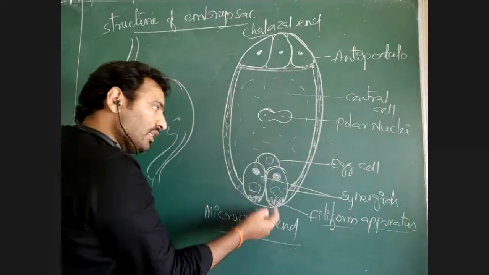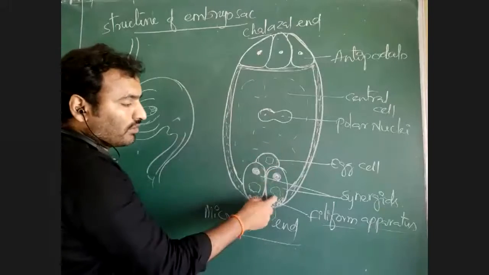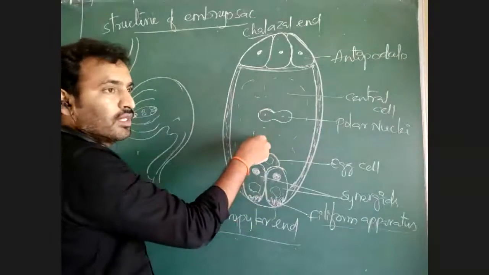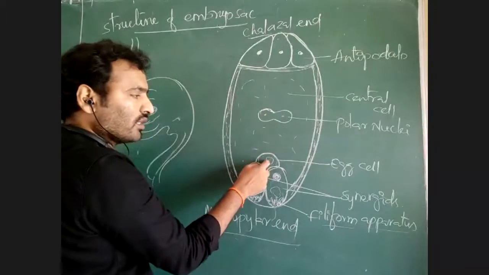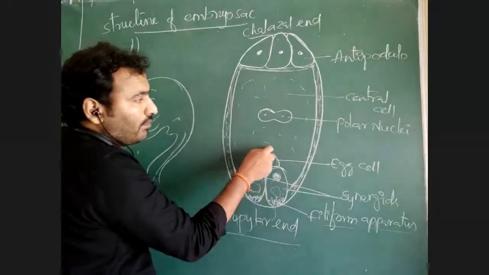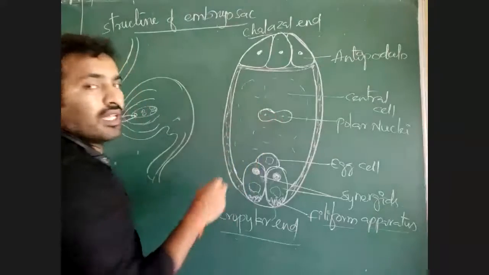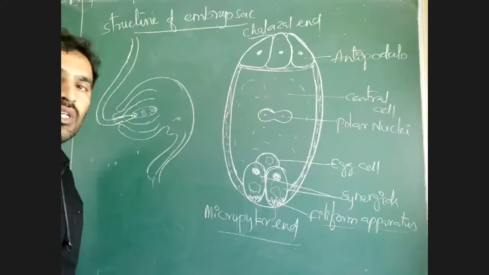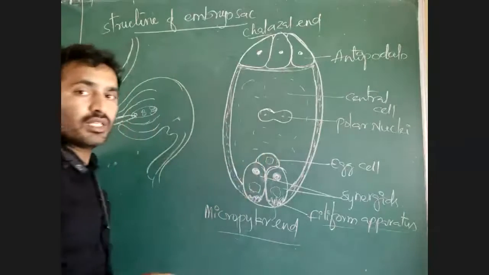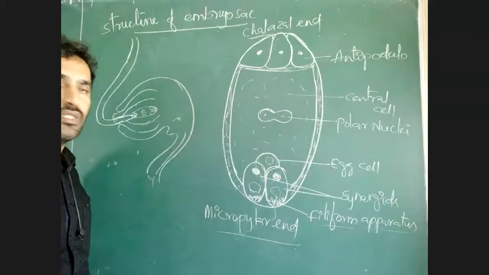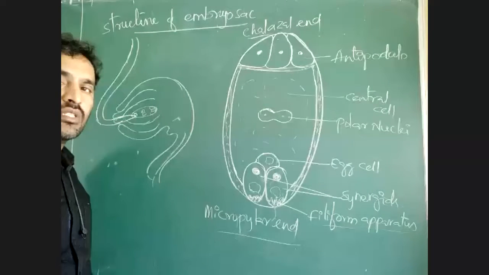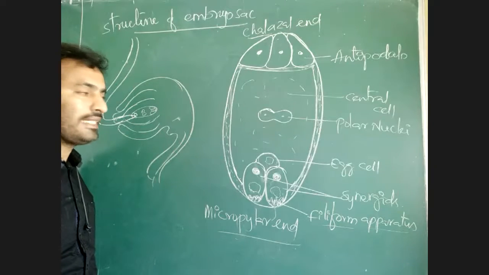Once it enters the embryo sac through the synergid, the male gametes carried by the pollen tube are released, and one male gamete fuses with the egg cell forming the zygote, syngamy, and the second male gamete fuses with the polar nuclei forming the primary endosperm nucleus. That is called triple fusion. Syngamy and triple fusion both take place. That is called double fertilization. After this we will see the fertilization event of sexual reproduction. There we will discuss this in detail.